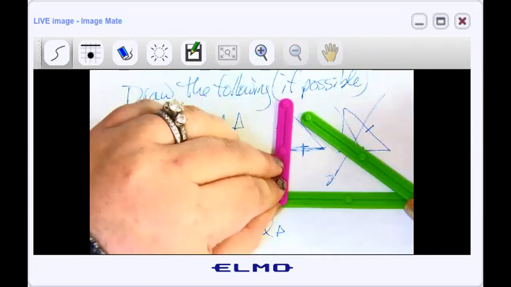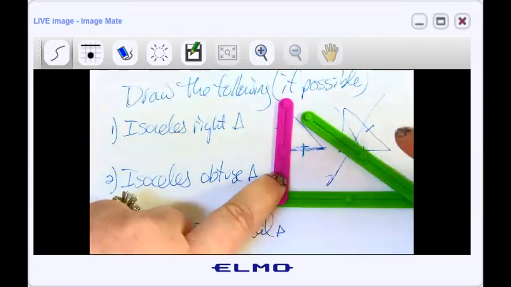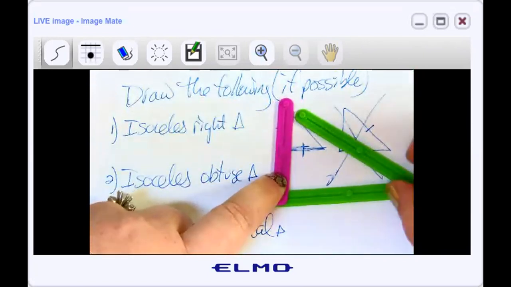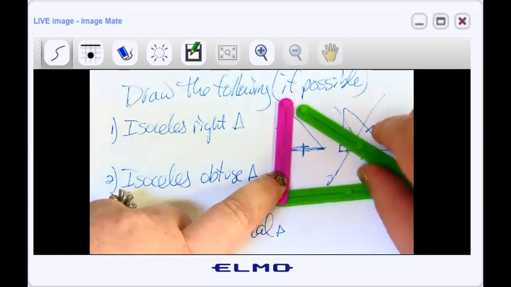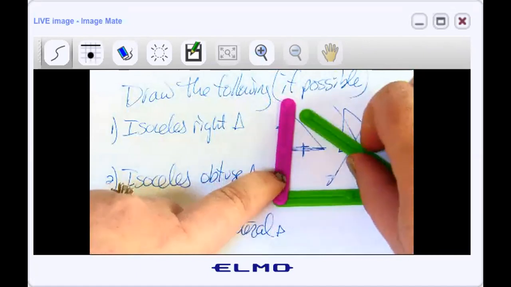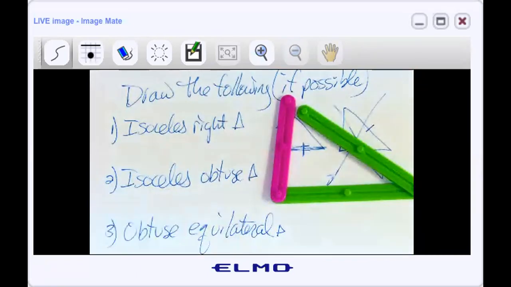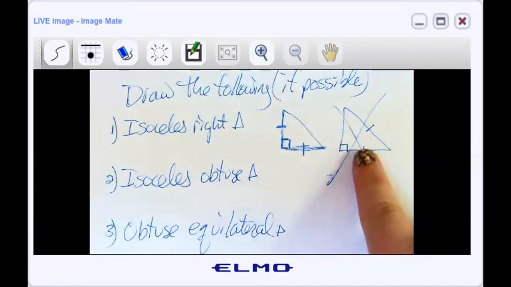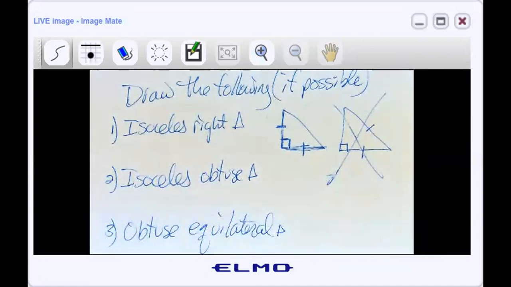That side across from the 90, the hypotenuse, if you remember that word, always has to be the longest side. So there's no way that these two sides could be the same and that this is able to reach over there. So that is an impossible diagram right there. So if you have an isosceles right triangle, it has to look like that one. Isn't that interesting? Gosh, I love triangles.